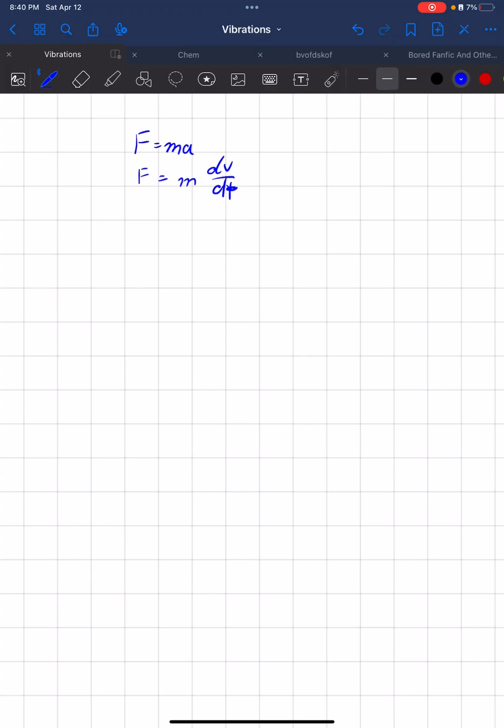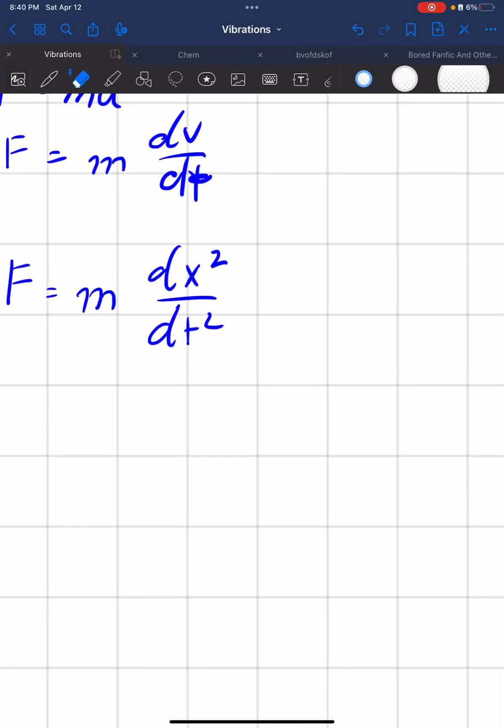So closer to something that you'll be dealing with is a second order ordinary differential equation, which you can express as d squared y over dx squared.